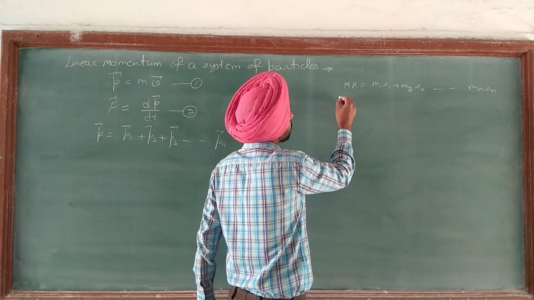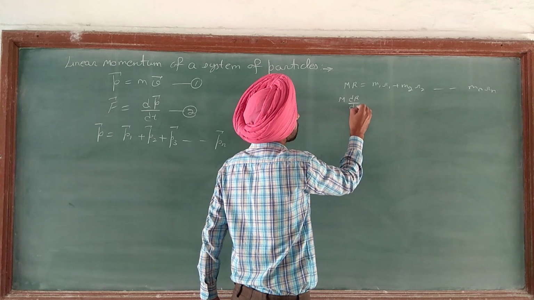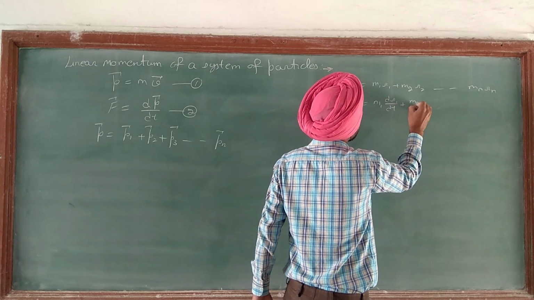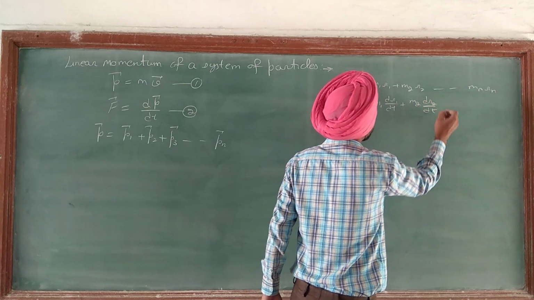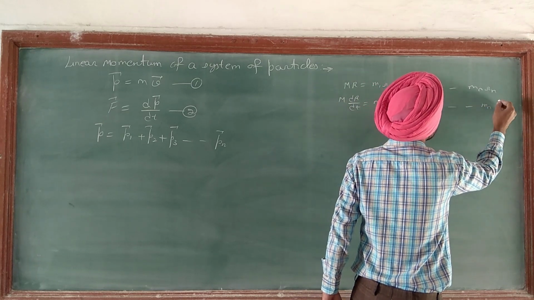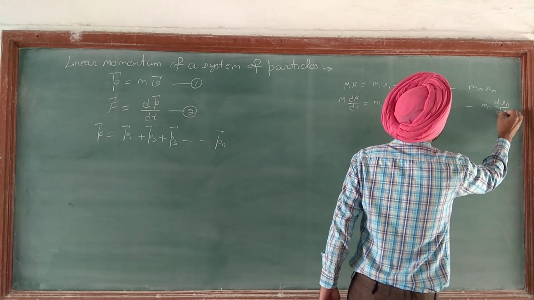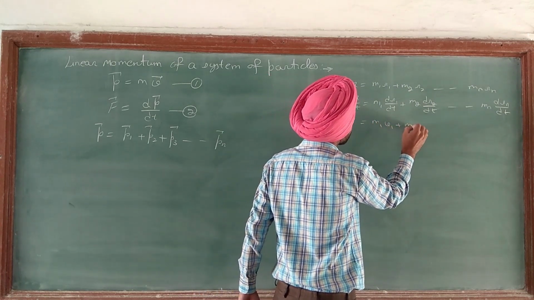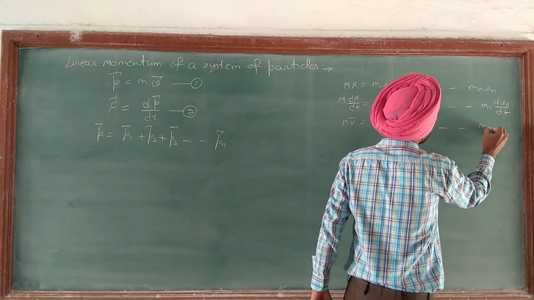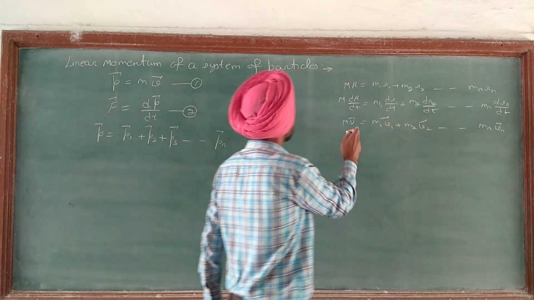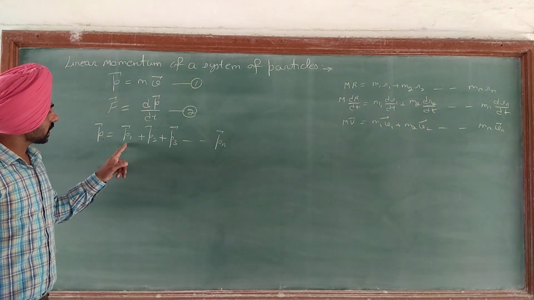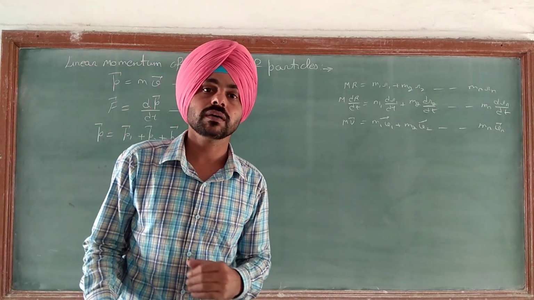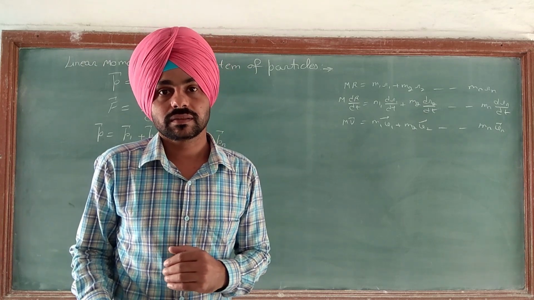If we take the time derivative on both sides, M dR upon dt is m1 dr1 by dt plus m2 dr2 upon dt and so on. m1, m2 and mn are constants, so they are not differentiated. So finally it is M V equal to m1 v1 plus m2 v2 and so on, mn vn. So I write this equation as vector P equal to P1 plus P2 plus P3 and so on, Pn. This is the vector sum of the linear momenta of all the particles in the system.